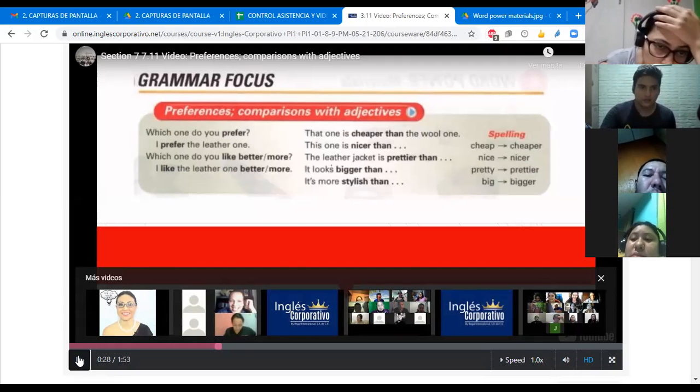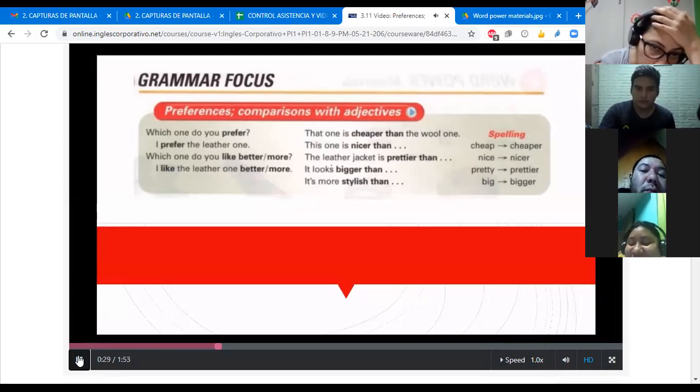So this is what I told you yesterday. Say, which one do you like better? I like the leather one better, okay? That's the form that you are going to use. Okay, "more" is not very commonly used. Do you like more? I like the leather one more.